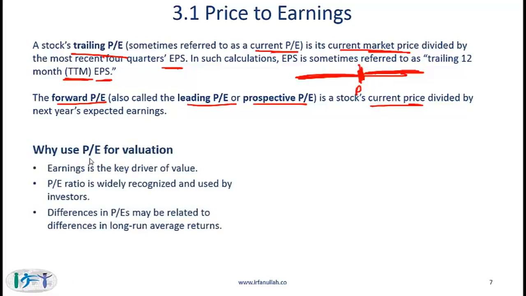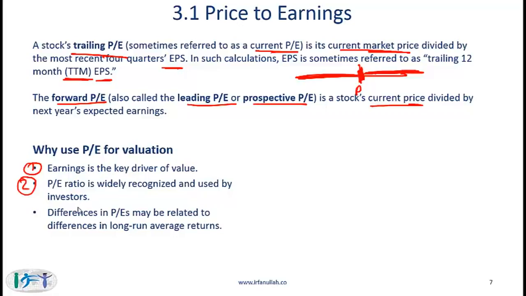Why use price earnings for valuation? In other words, why do you say that this company should have a PE of 10, its earnings are 5, so the value should be 50? Why do we do that? A big reason is that earnings is a key driver of value. When you say this company is valuable or not valuable, one of the most important things you look at is the earnings being generated by that company. Clearly, a company generating higher earnings should be more valuable than a company that is not generating high earnings. Number two, the PE ratio is widely recognized and used by investors.